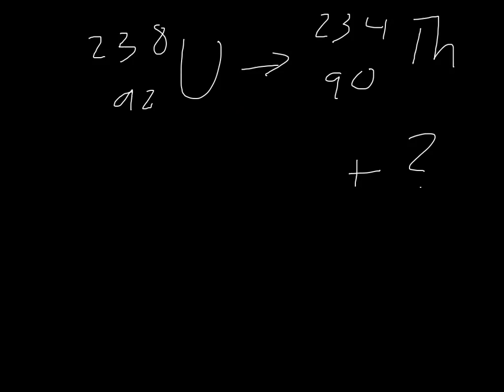So you're just going to subtract across the top, right? So 238 minus 234 makes 4, pretty simple. 92 minus 90 makes 2. What did we see earlier that has 4 and 2 for its symbols? It's the helium or the alpha particle. So you would say that uranium decayed and lost an alpha particle. So there you go.